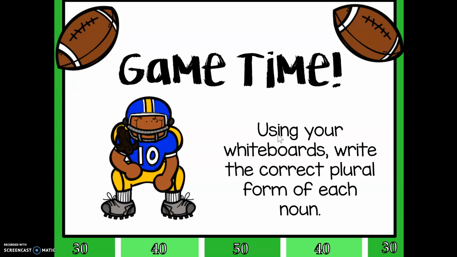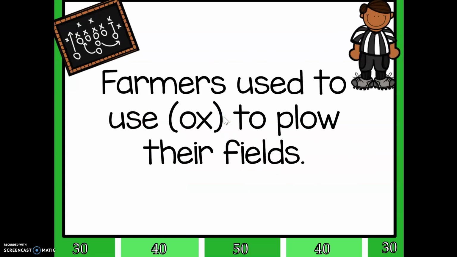Now it's game time. It says to use your whiteboards, but you could just use a piece of paper. And I want you to write down the correct plural form of each noun. Here we go. Farmers used to use ox to plow their fields. I want it to say farmers used to use the plural form of ox to plow their fields. What is the plural form of ox? Write it down.